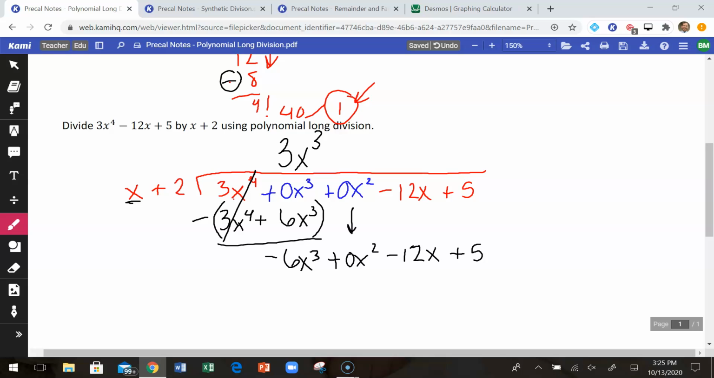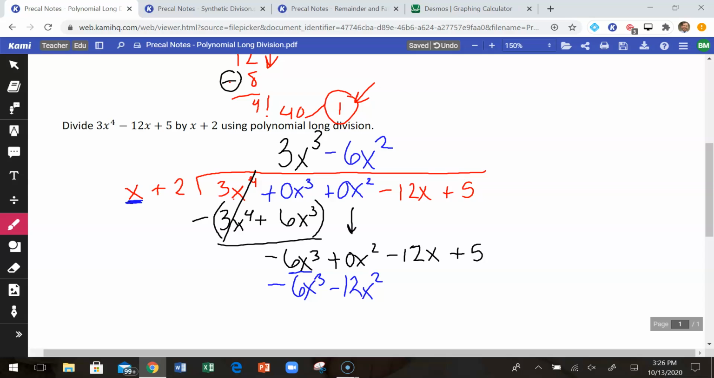And then I'm going to repeat the same process. So the next time, what do I need to multiply this x by to get the negative 6x to the third? And that's negative 6x squared. Then I'm going to multiply that down. Negative 6x squared times x is negative 6x to the third. Negative 6x squared times positive 2 is negative 12x squared.